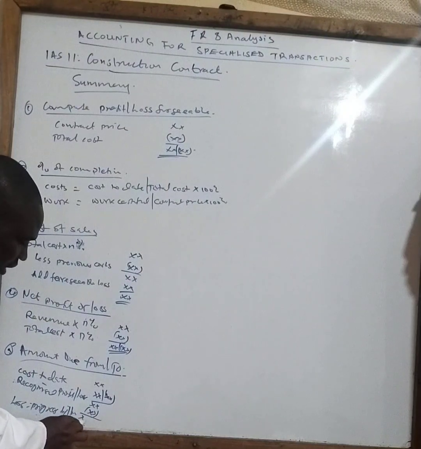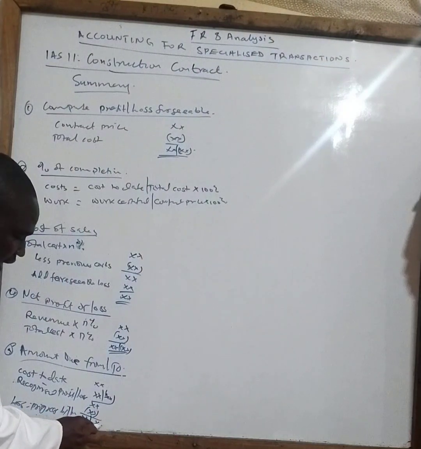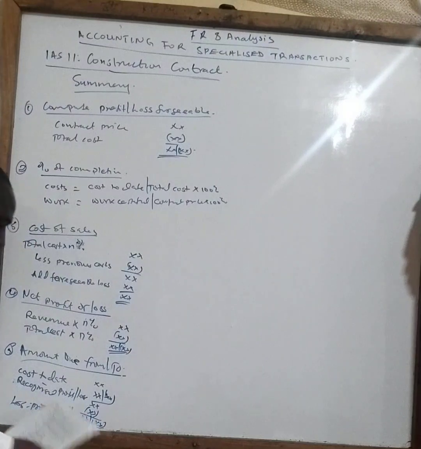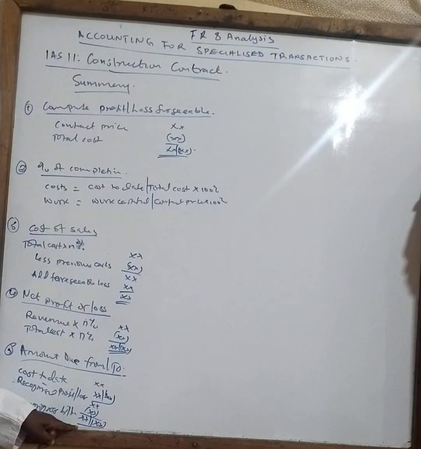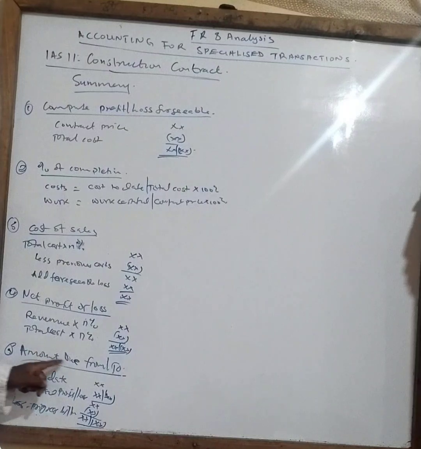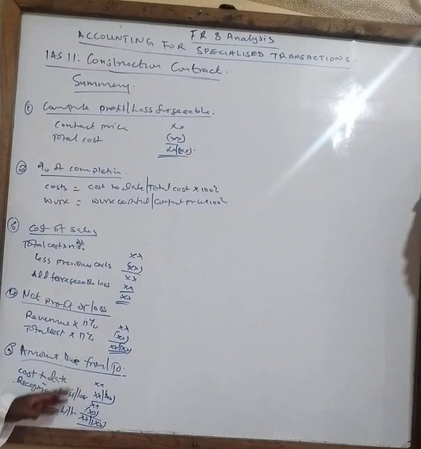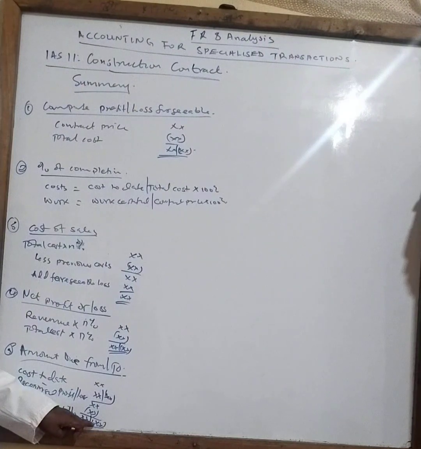Now this progress, if immediately less progress billing, you can either get a positive or a negative. Positive here means it is receivable from, which means amount from the client. Then if it is a negative, means amount to the client. So it is a liability. So this negative is treated as payables in the statement of financial position, while this positive here is treated as what? Receivables in the statement of financial position.